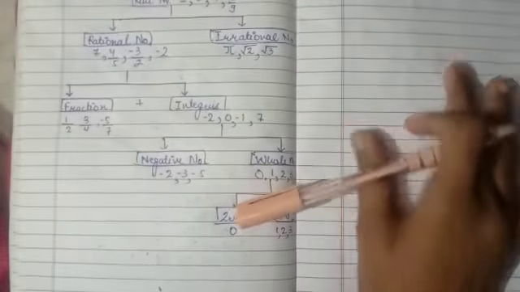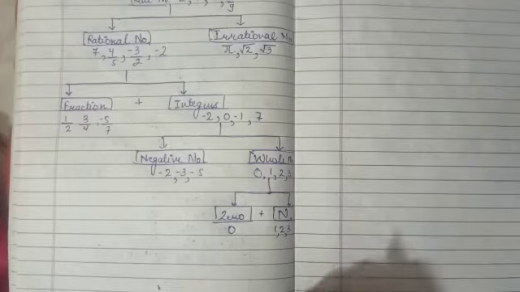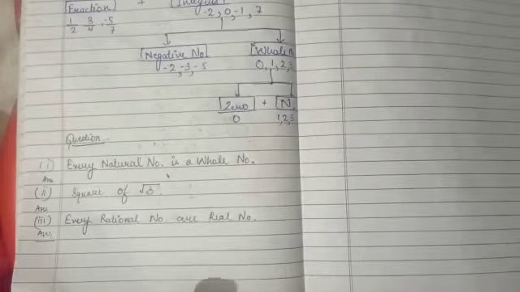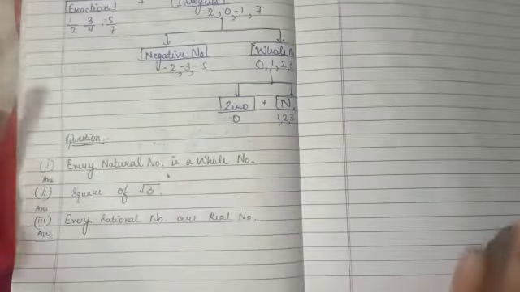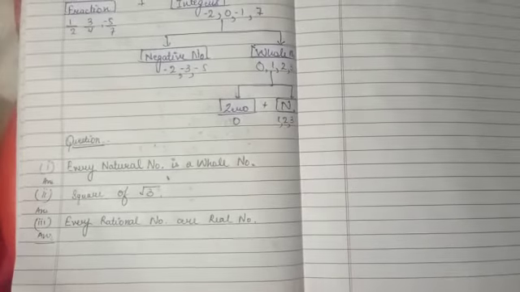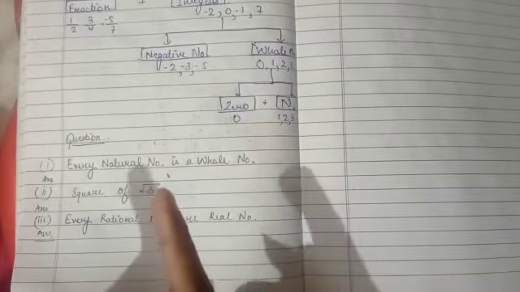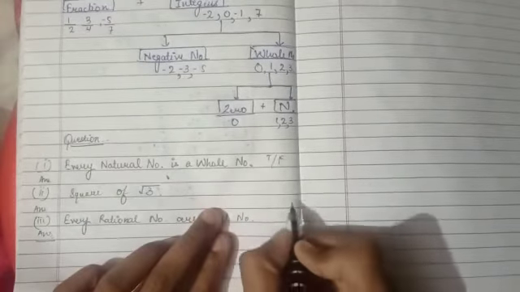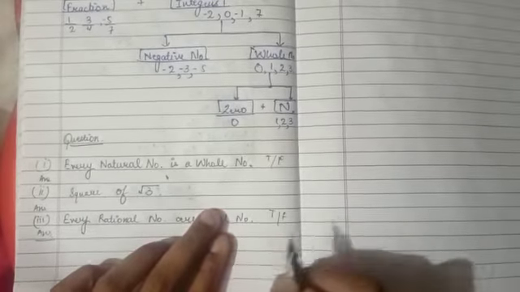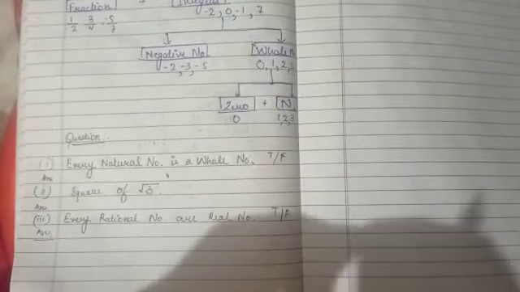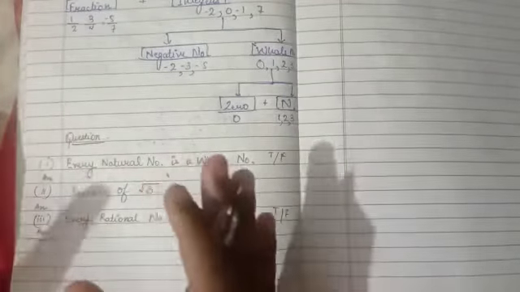So I will give you questions and you have to give the answers in the comment section. Your questions are: first, every natural number is a whole number. Second, square root of 3. Third, every rational number is a real number. In the first and third you have to answer whether it is true or false, and in the second you have to find the ratio and the number that comes for the square root of 3. Okay, so give these answers in the comment section.